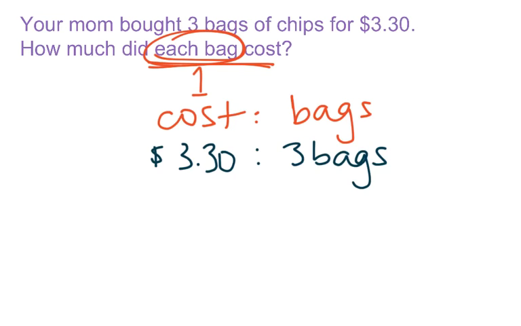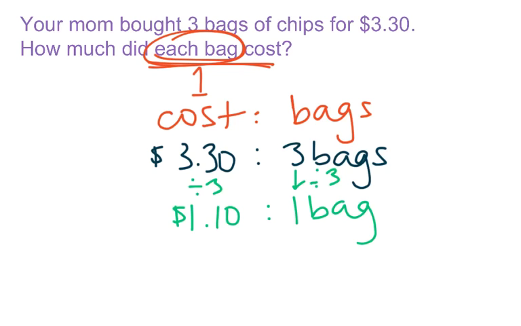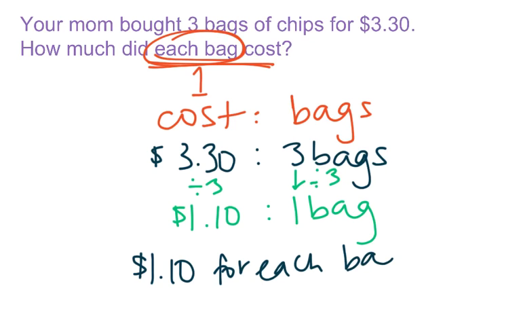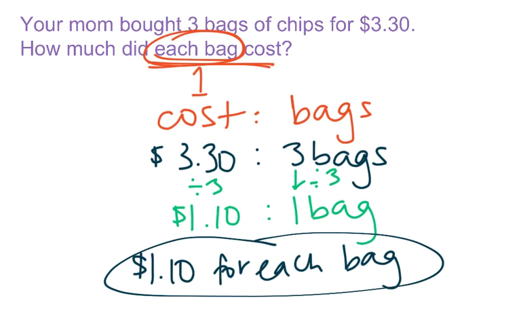You'll see that I set up my original ratio, $3.30 for 3 bags. My goal is to get down to 1 bag. So I'm going to divide by 3 on both sides. When I divide by 3 on both sides, I get $1.10. So when I write out my final answer, it's going to cost $1.10 for each bag, $1.10 for every bag, or $1.10 per bag. So this would be my final answer.